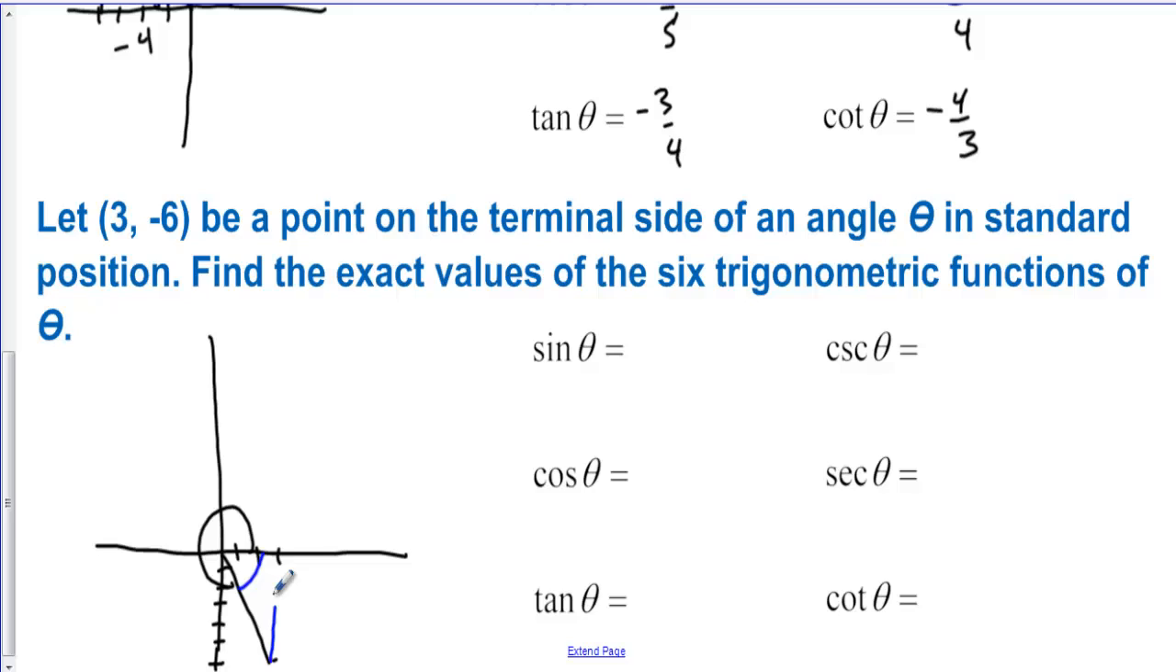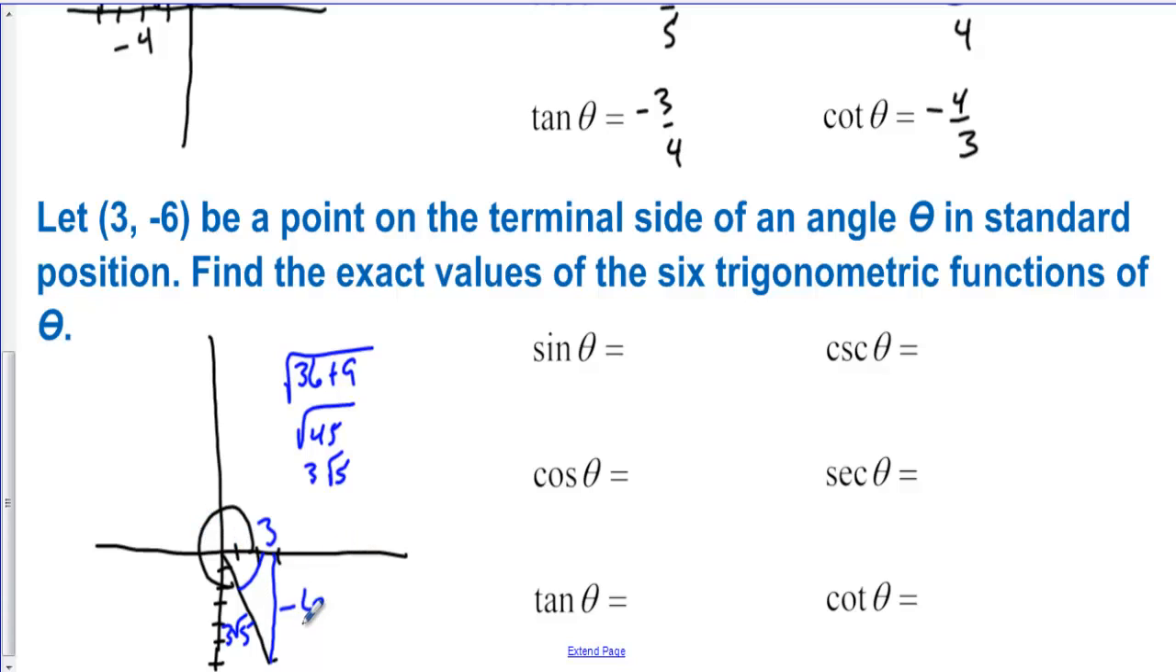And we always go to the x-axis. So this is 3, this is negative 6. Well, 36 plus 9, square root, that's square root of 45. That is 3 square root of 5. So using Pythagorean theorem, the hypotenuse, or the radius, is 3 square root of 5.